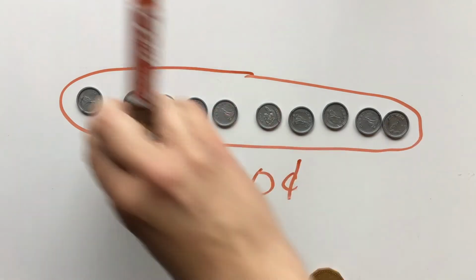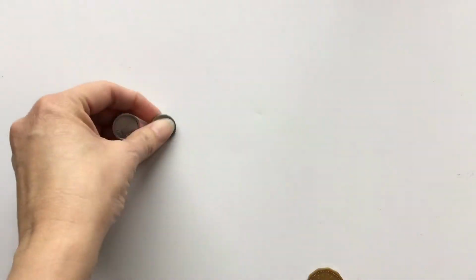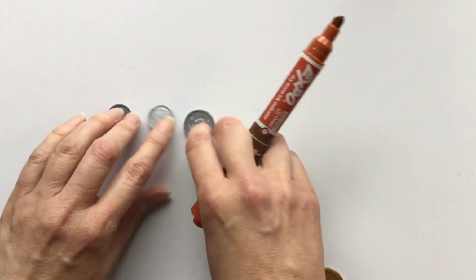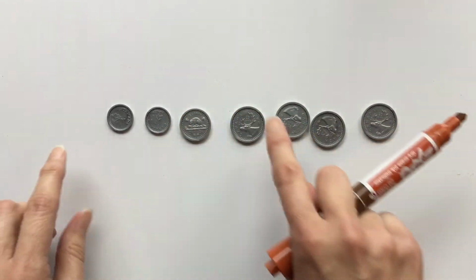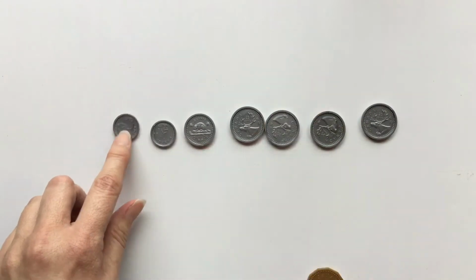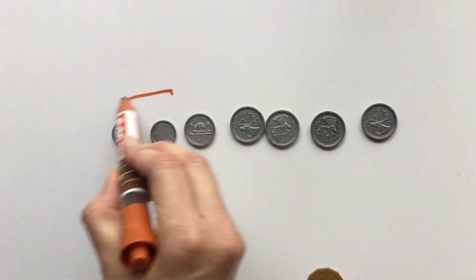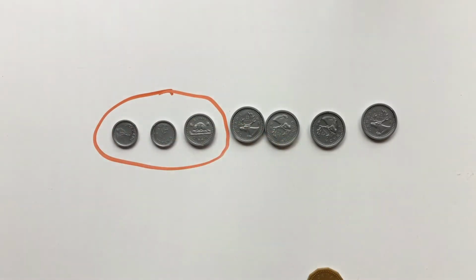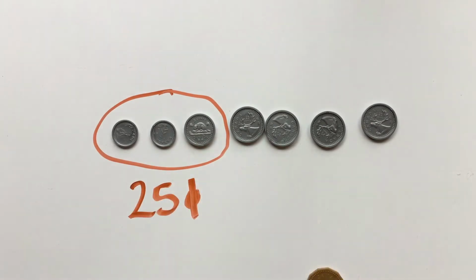Okay? Now let's take a look at some other combinations and see if we can find some other least value coins. What if I have a few of those? I want to find the least value, the least number of coins, everybody. I have 2 dimes and a nickel. Can I make one coin out of this grouping? What is one coin that equals these coins? Did you say 25 cents? Because if you did, you were correct.